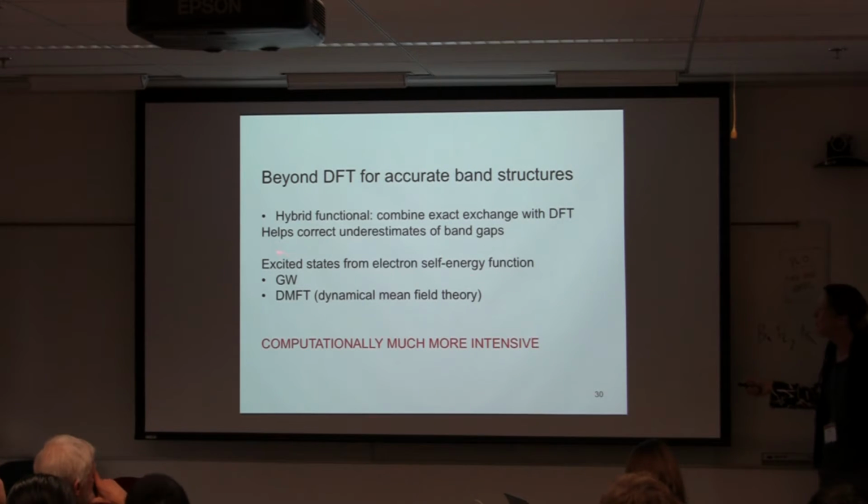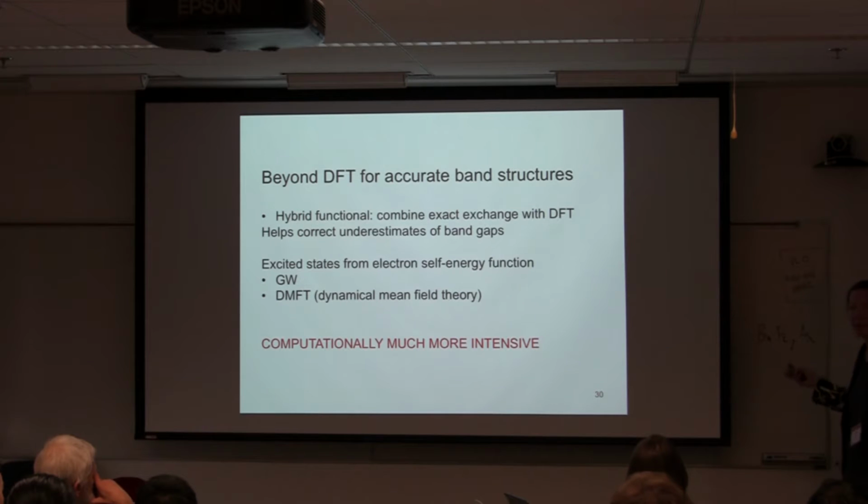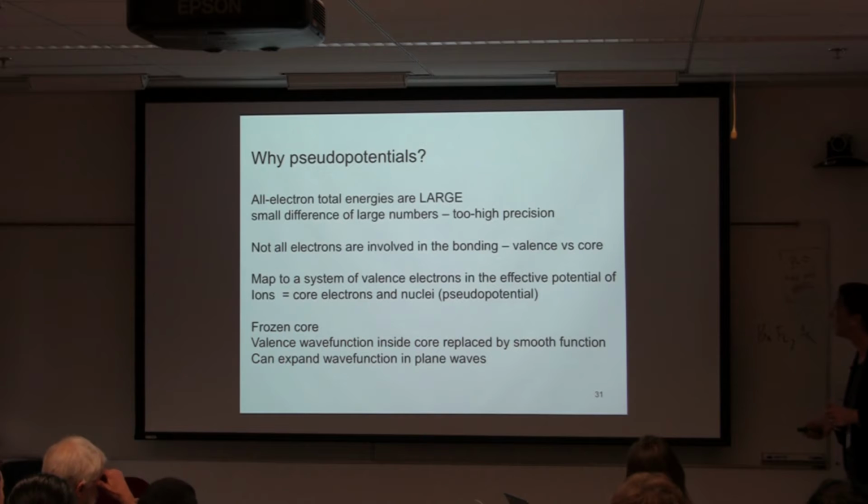You can more rigorously get correct band structures by doing the physics right for the excited states from the electron self-energies, and some of those methods are GW or dynamical mean field theory, but they're computationally much more intensive. And again, as time goes on, the barriers to doing those calculations go down as computers get faster. But sometimes doing the Kohn-Sham thing is good enough for getting a basic picture of what you're looking for.